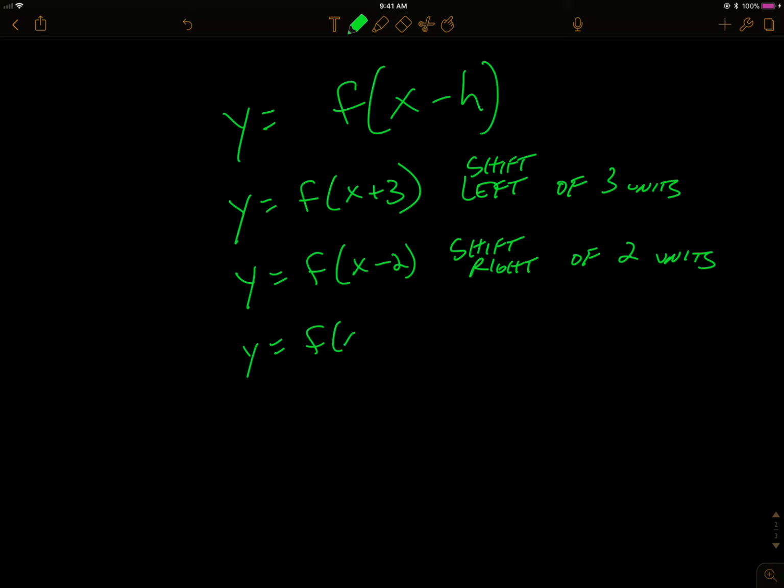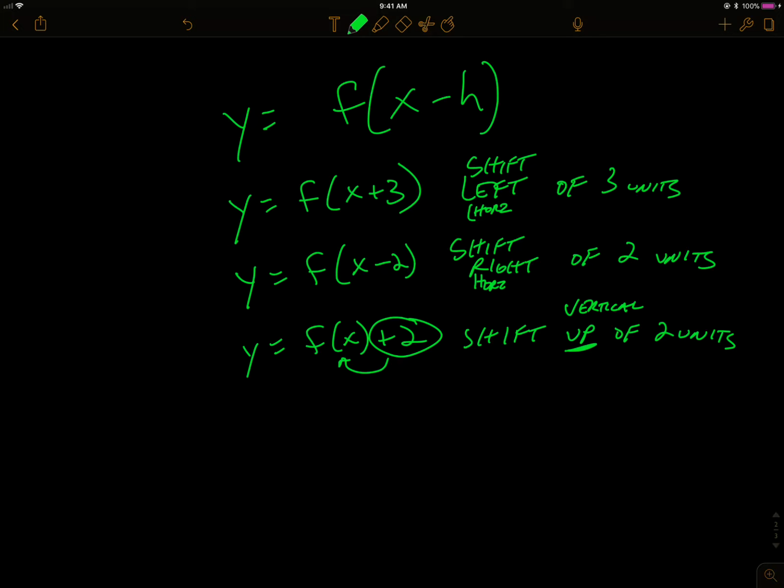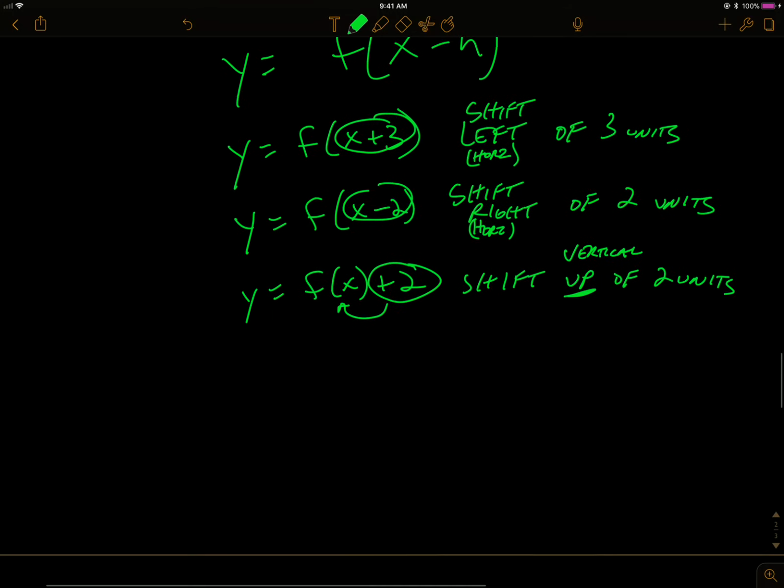This guy, remember general because it's f, this is a shift up. What's the difference? The plus 2 is not inside the function anymore. It's outside the function. So whenever it's outside, you have a vertical effect. You have a shift up, not right or left. These are all horizontal, left and right, both horizontal effects because they're inside the function.